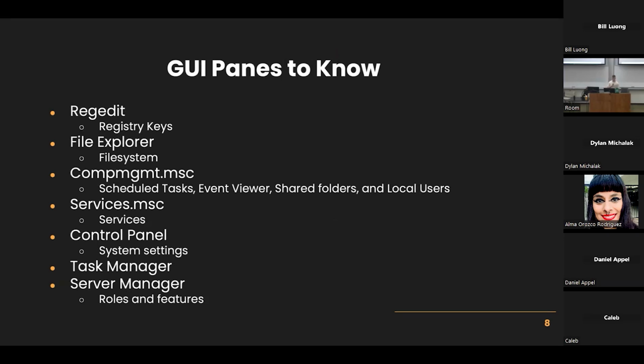Services has a list of all the services running or not running, disabled or enabled on the Windows system. Control Panel is generally a good way to access most of these things from one centralized location. And then there's Task Manager, where you can see processes currently running, or with Server Manager, the roles and features currently installed on a Windows server. This last one, Server Manager, isn't available on workstation OSs like Windows 10, Windows 10 Home, Windows 10 Enterprise. They're only on Windows Server versions.